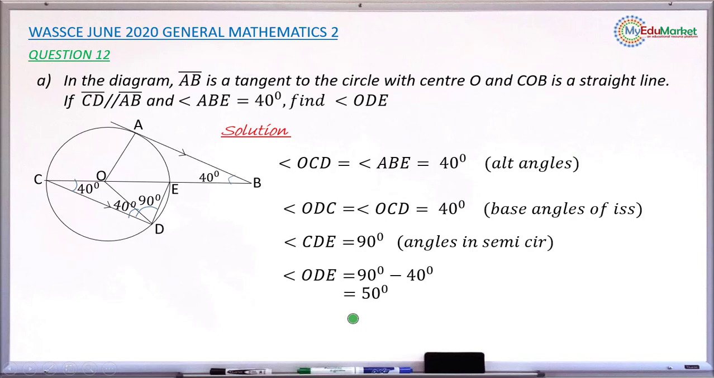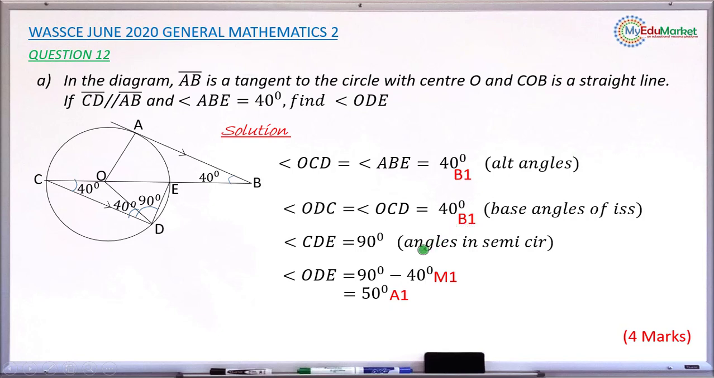So let me just share with you quickly the mark distribution for this question as it is there in the marking scheme. The very first mark is bonus 1 mark, and this bonus 1 mark is for having angle OCD as 40 degrees. Exactly, you have bonus 1 mark. Next mark is another bonus 1 mark for having angle ODC correctly as 40 degrees. You have bonus 1 mark again.